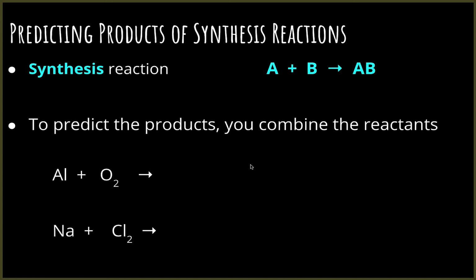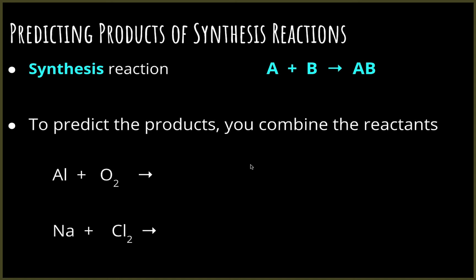Now, when you're predicting products, the major thing you have to remember is that when you put elements together or you create new compounds on the other side of the yield sign, you're not simply sticking together whatever is on the left side. So when things cross the yield sign, you're going to reform those compounds on the product side by crisscrossing the charges when you come up with what those products are.